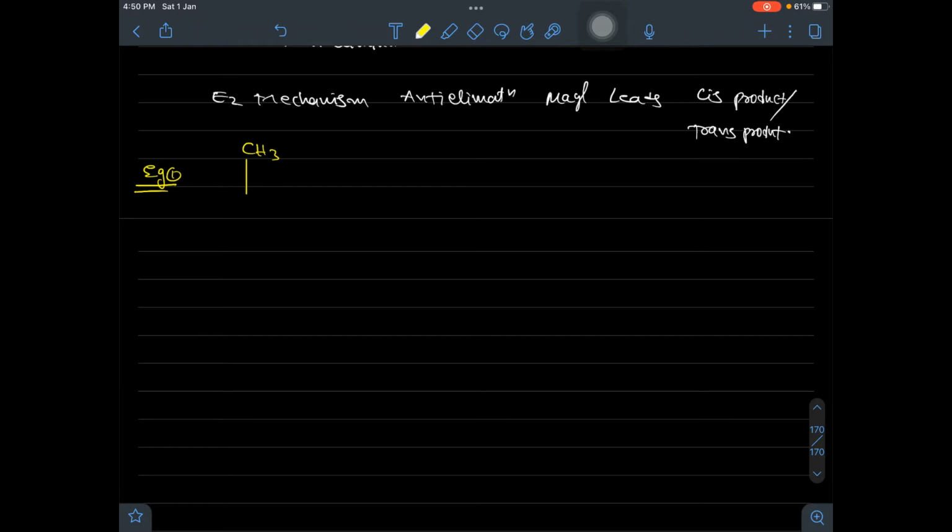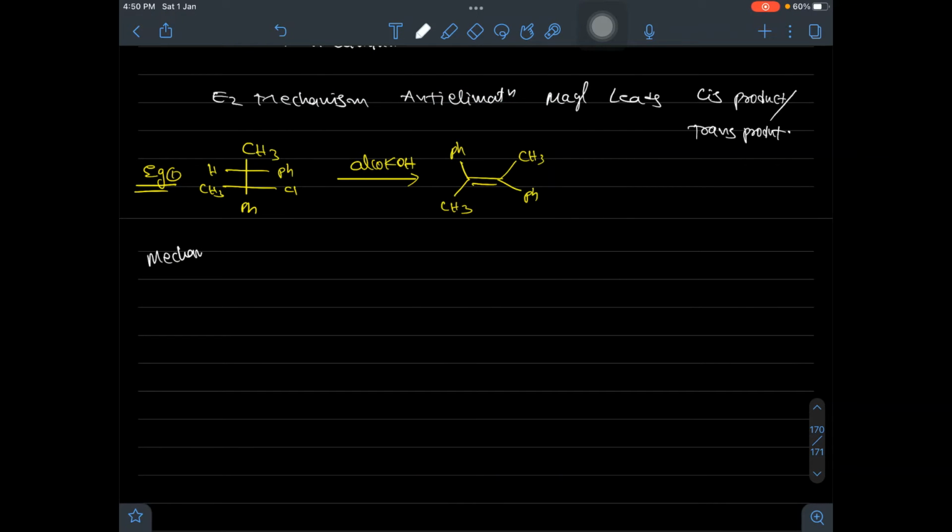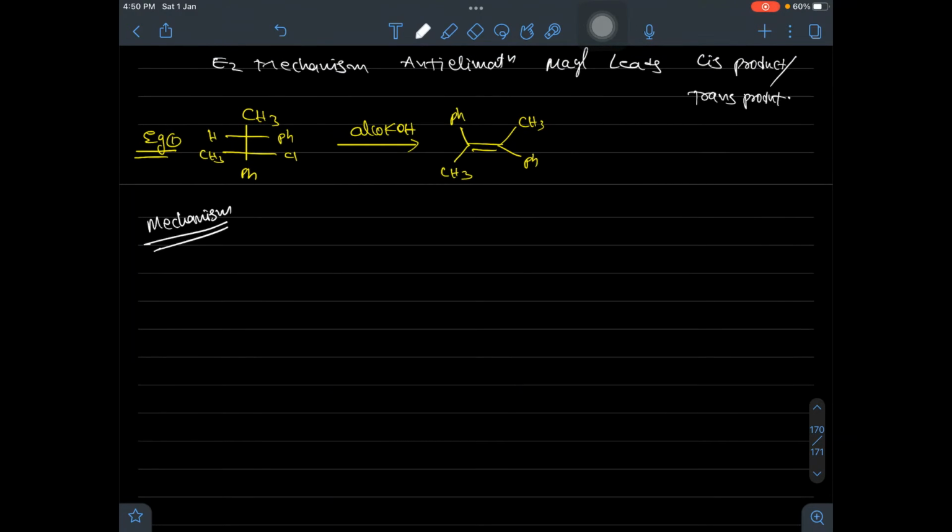CH3, pH, this one reacts with alcoholic KOH and forms a trans alkene. It forms a trans alkene. See its mechanism. Write its conformation structure.